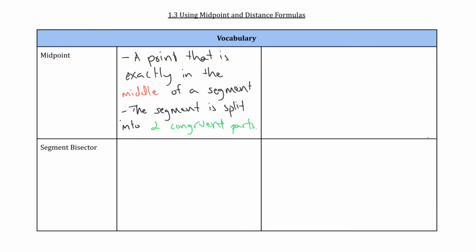So I will go ahead and first draw in a segment with two endpoints. Let's call this segment AB. Now, if I have a midpoint on this segment, it needs to go exactly in the middle. So let's call this point M, and point M is going to be our midpoint.